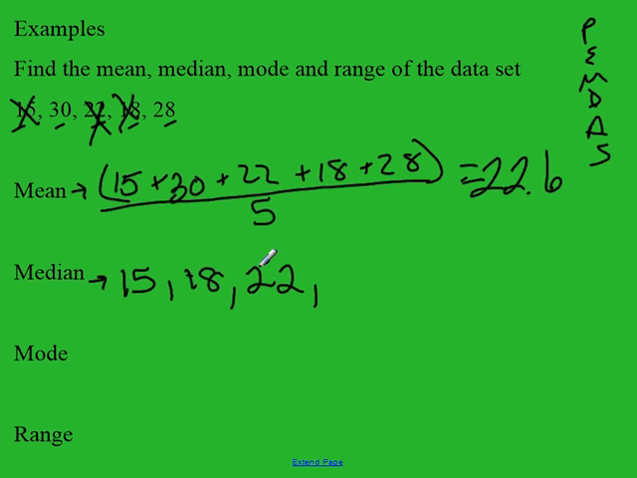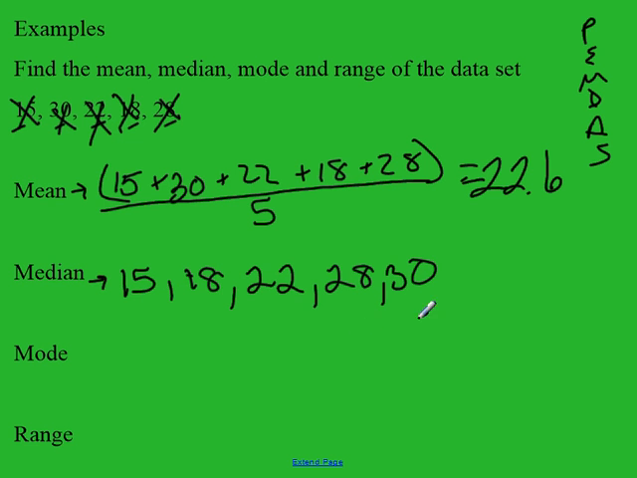Please make sure when you're writing these notes, you write all of this work that I'm showing, or else you're not going to get full credit on it. 28 and 30. Then I look for the middle number.